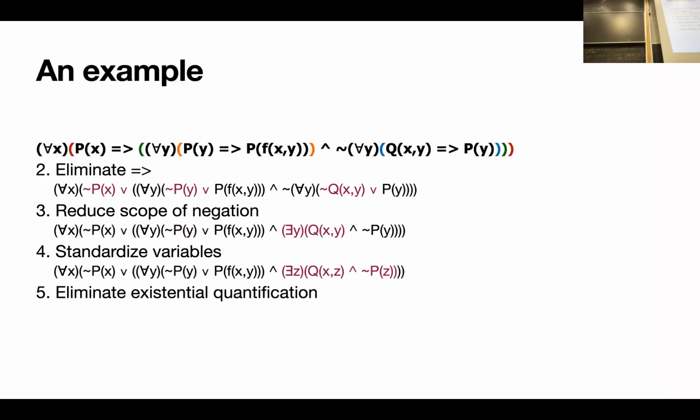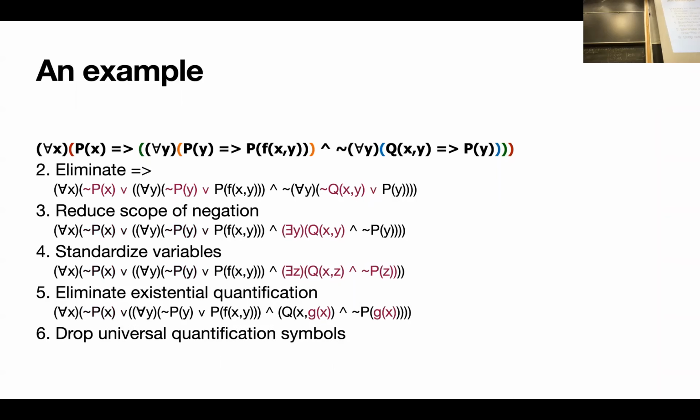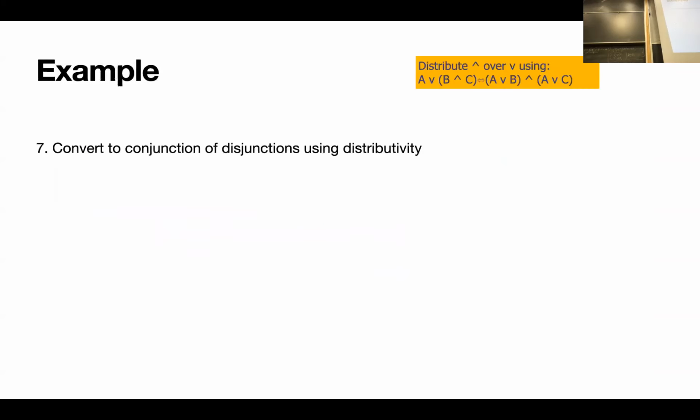But that's the idea. And then we drop the universal quantification symbols. So we drop this for all x. This is what changed from the previous slide. So this one has been dropped. And we continue, and then we convert to a conjunction of disjunctions using distributivity. So we apply distributivity from before.